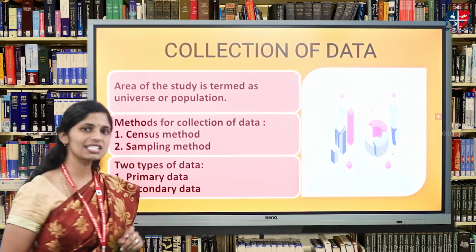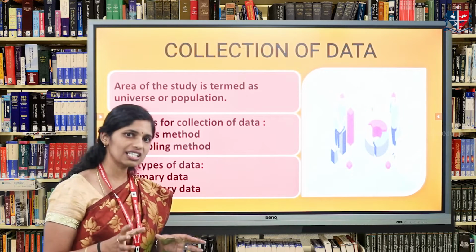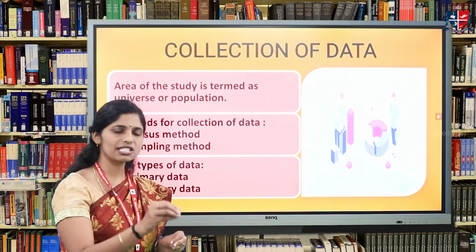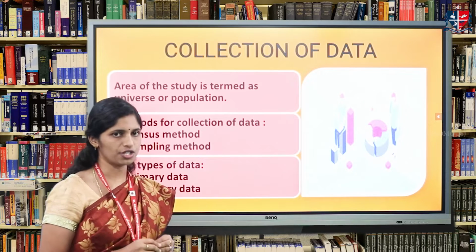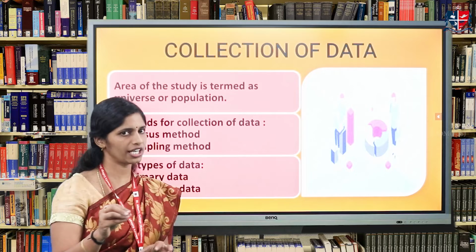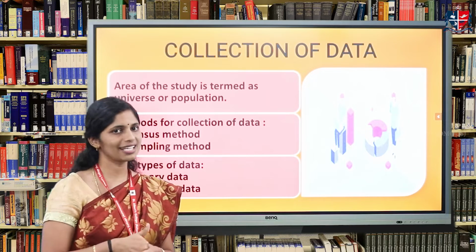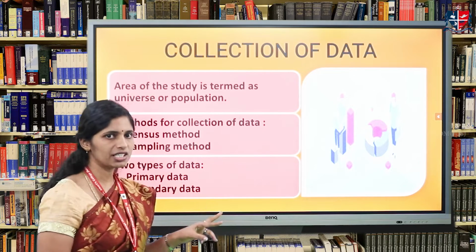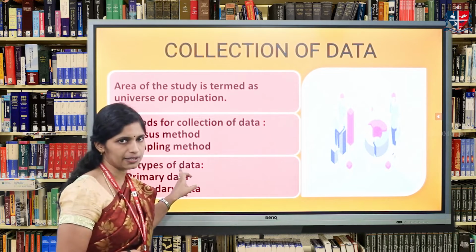The second method is sampling method. When we collect data from few items in the sample population. For example, we are collecting data from few employees in XY company, which represents the entire population. That method is known as sampling method.